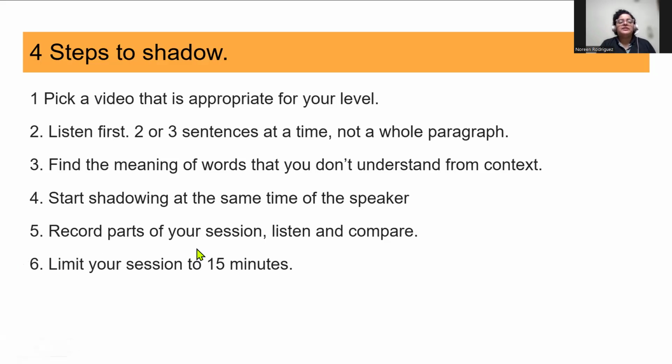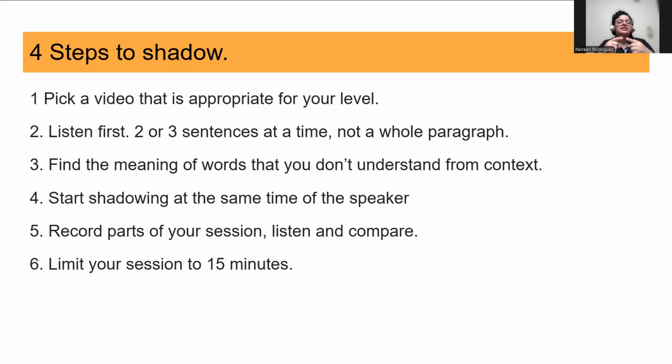Record parts of your session, listen and compare. This step is very important because what we don't track, what we don't measure, we don't know if we are improving. So there's no way to know if this practice is being effective or not. So in this case, you record parts of your session, not the whole 15 or 20 minutes that you practice, but at least one or two sentences.